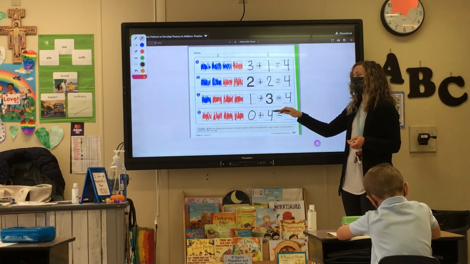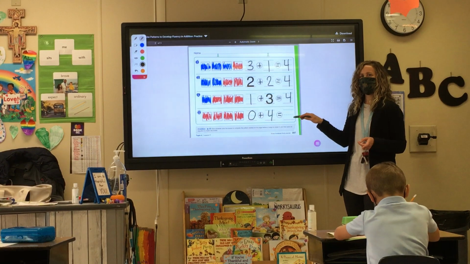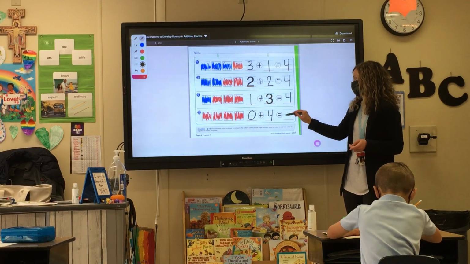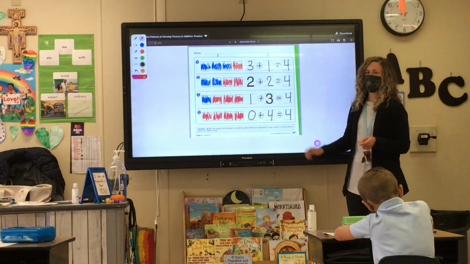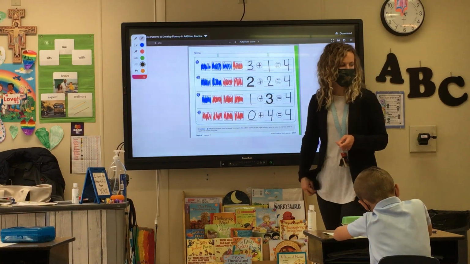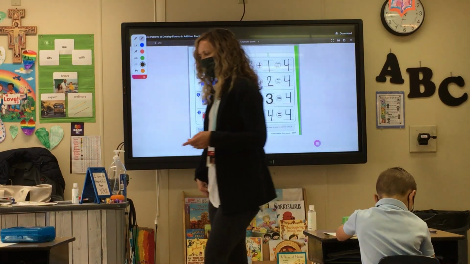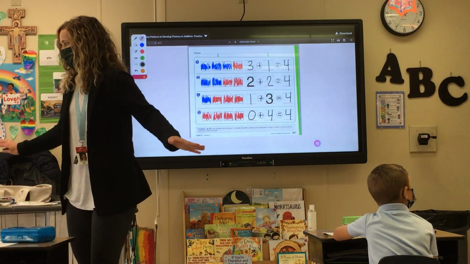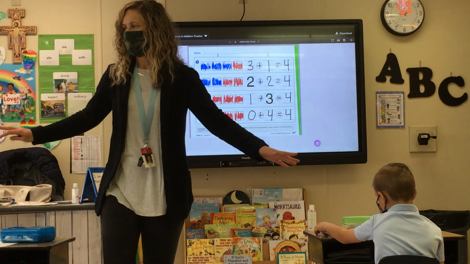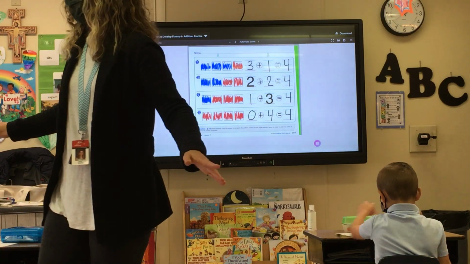So 0 plus 4 equals, Finn, what is it? 4. Remember, these are always going to be 4. So 0 plus 4 equals 4. That's what I want. All right, does everyone have that? It's 4. We got it?